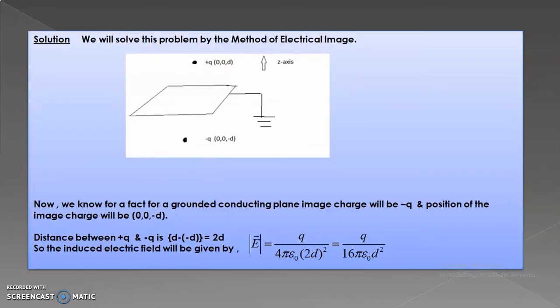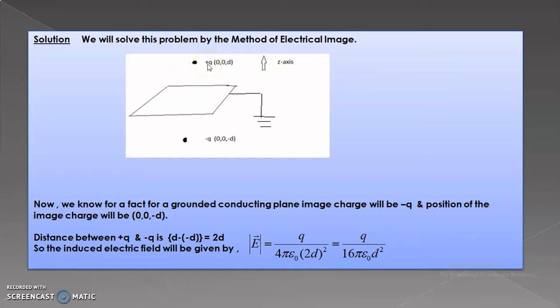Now what will we use here? We will use the method of electrical images. In this diagram I have shown a plate which is earthed. I have considered this as the z-axis and this is our given charge plus q at the coordinate 0, 0, d.